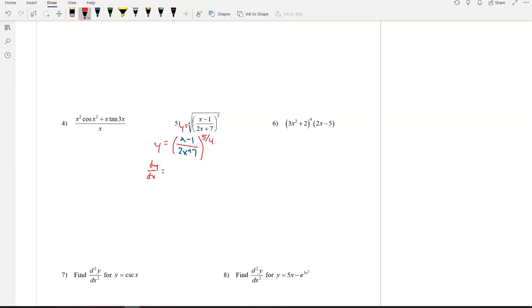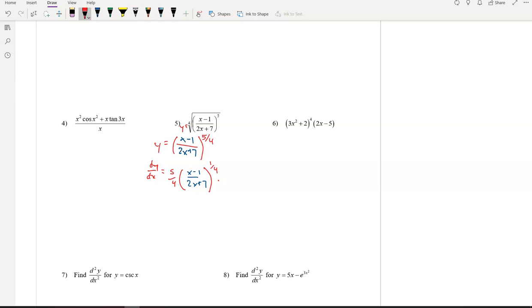So let's break it down here. Something to the 5/4 becomes 5/4 times, and I'll put this in blue, x minus 1 over 2x plus 7. And then we subtract 1 from that power, right? So it becomes 1/4. And then we multiply the derivative of what's inside.